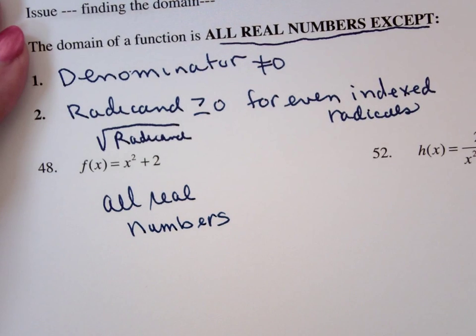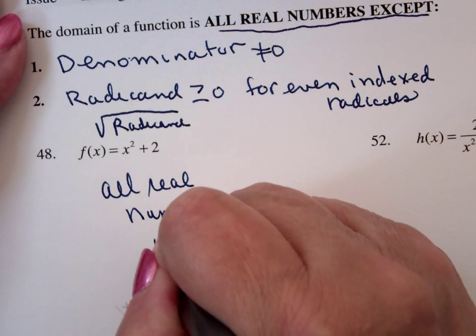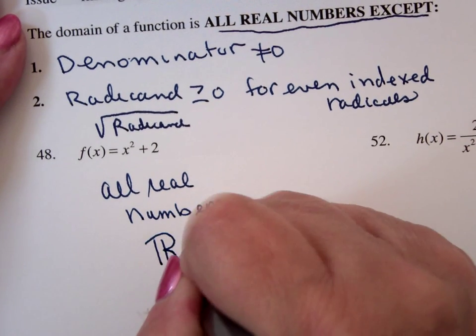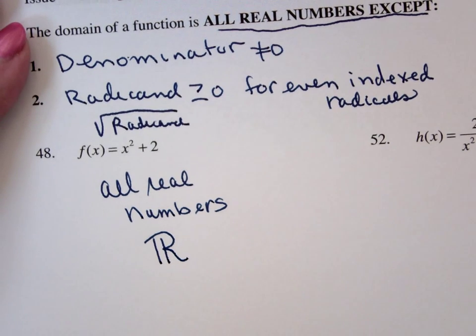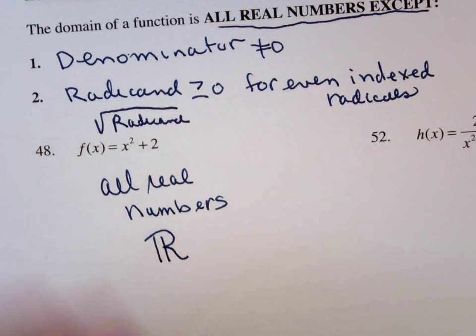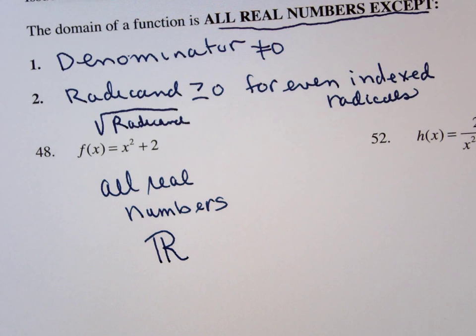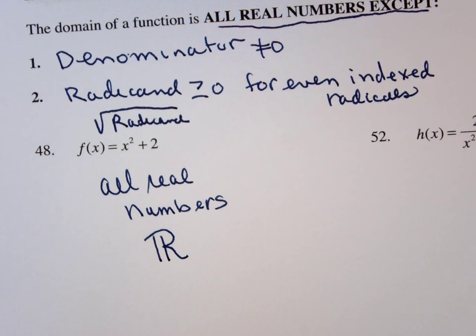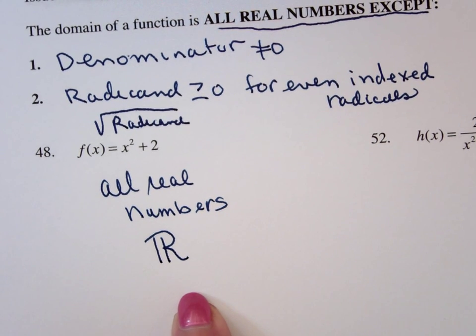And an easy way to write all real numbers is a double bar R. And that stands for all real numbers. So instead of writing out the words all real numbers, just put this symbol, and that means all real numbers.